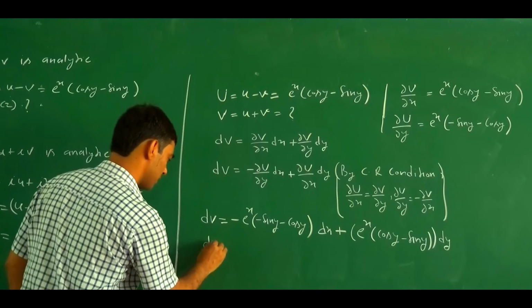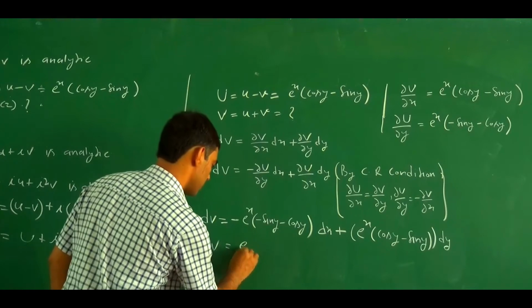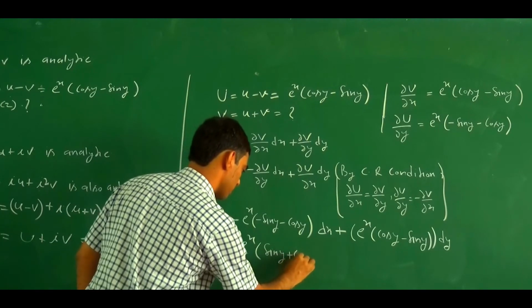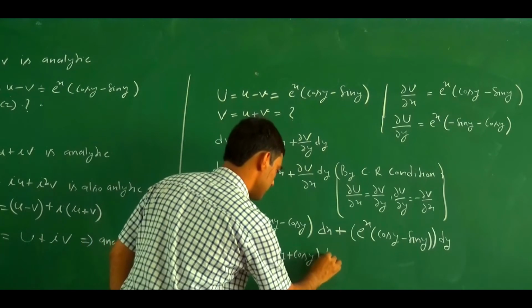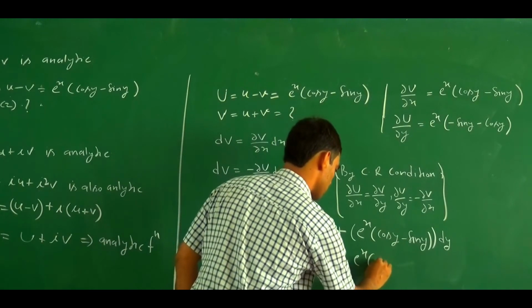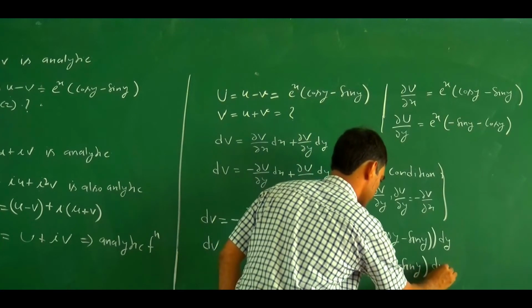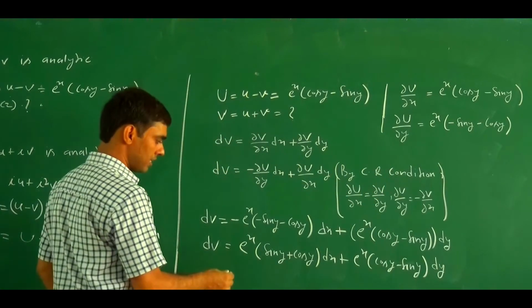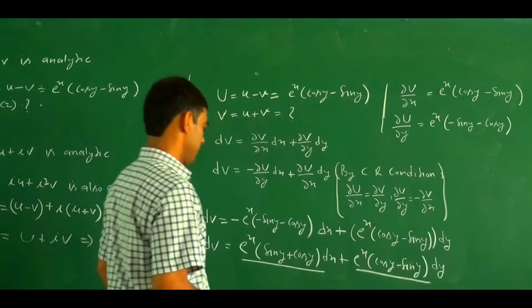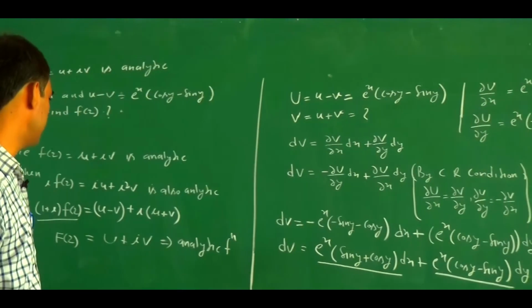So dv becomes this minus becomes outside, then this becomes plus e^x (sin y + cos y) dx + e^x (cos y − sin y) dy. So if we compare, this one is M and this one is N. So what is the value of integration?